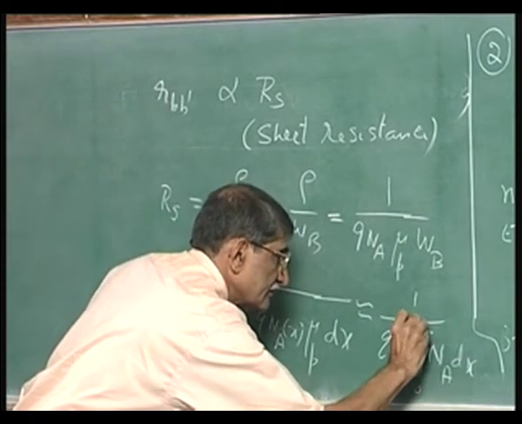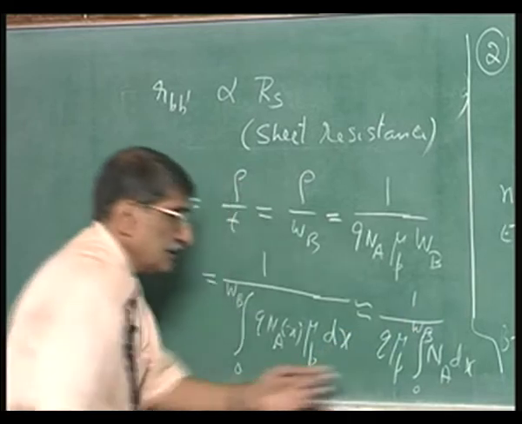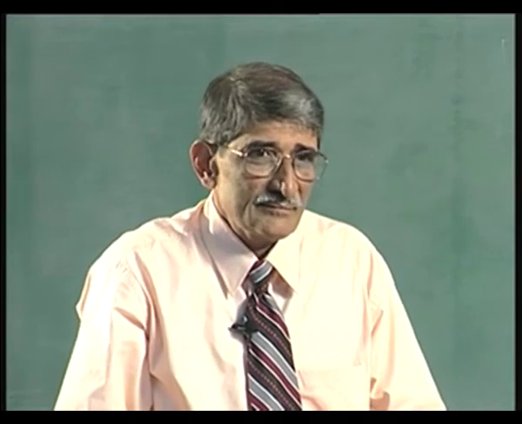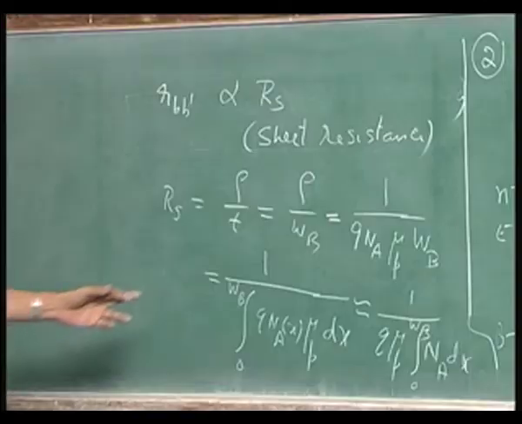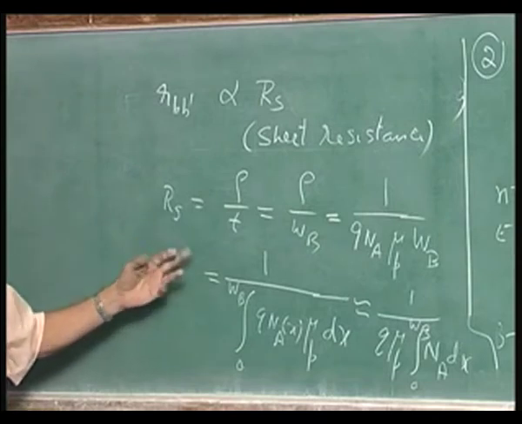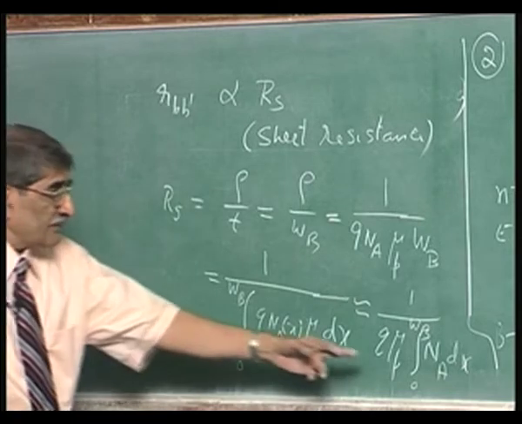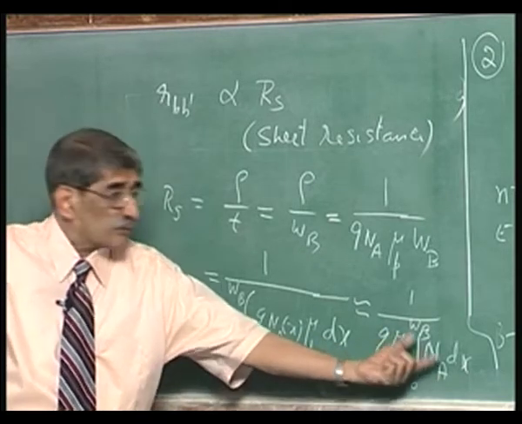0 to WB. This is nothing but total integrated doping. That is what I was telling. Ultimately, what matters is how much is the doping concentration in the base, total number per centimeter square, either in terms of resistance that you are talking of, sheet resistance, or in terms of punch through voltage also. It is not enough if you just increase the doping, it is actually total doping you must increase.